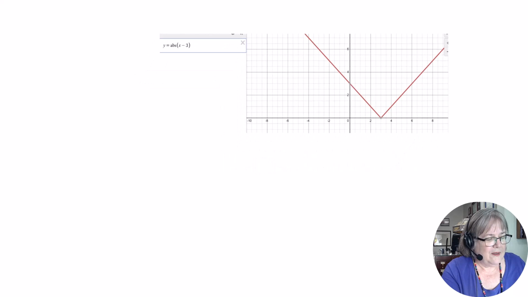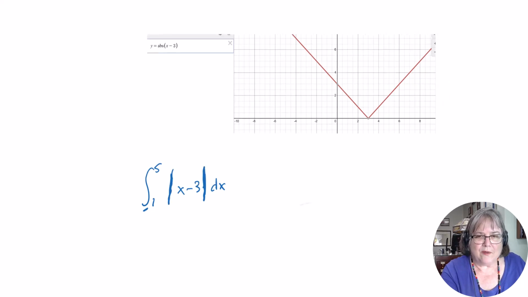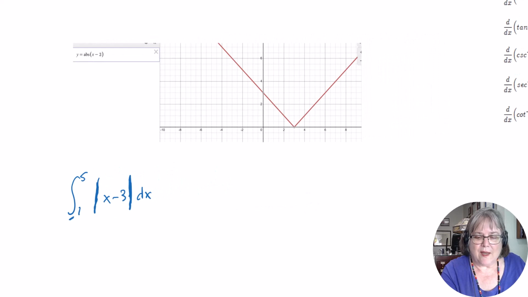Okay, so if you have to do something with an absolute value, like this one, the integral of the absolute value of x minus 3 dx. We don't have a pattern for what to do with an absolute value. We probably haven't even done one. So I drew it for you. This is the absolute value that's been moved to the right 3.